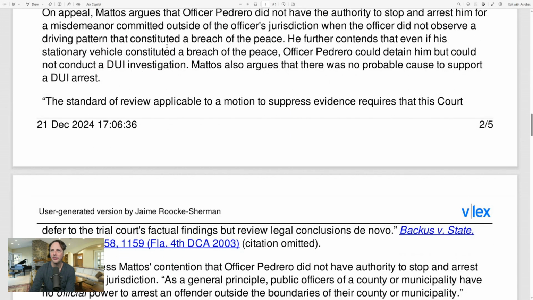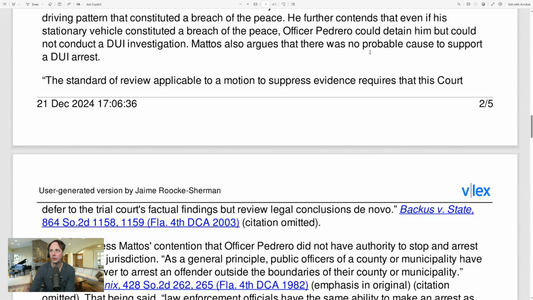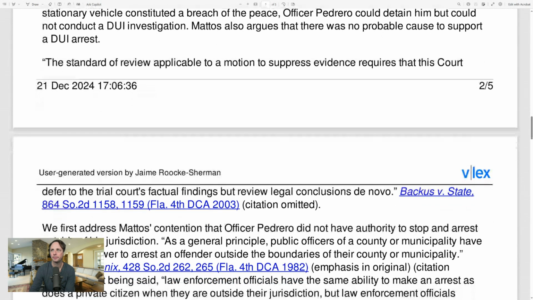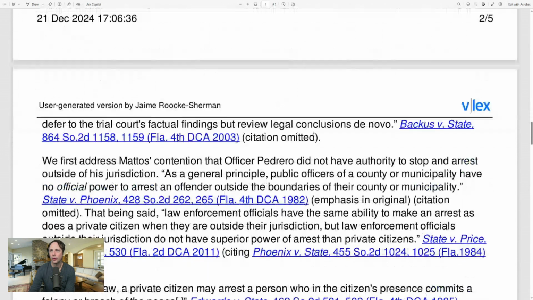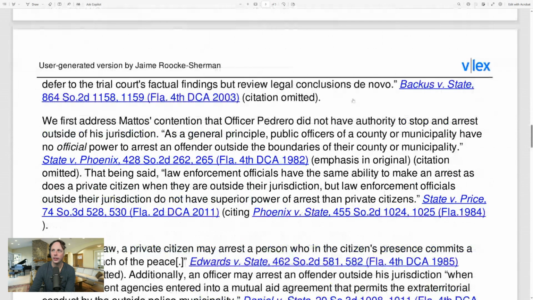He further contends that even if his stationary vehicle constituted a breach of the peace, Officer Pedreo could detain him but could not conduct a DUI investigation. But Matos also argues that there's no probable cause to support a DUI arrest. The standard of review applicable to a motion to suppress evidence requires that this court defer to the trial court's factual findings, but review legal conclusions de novo.